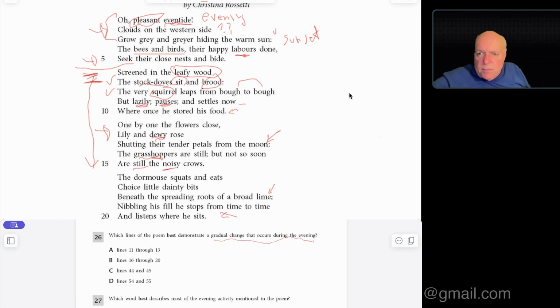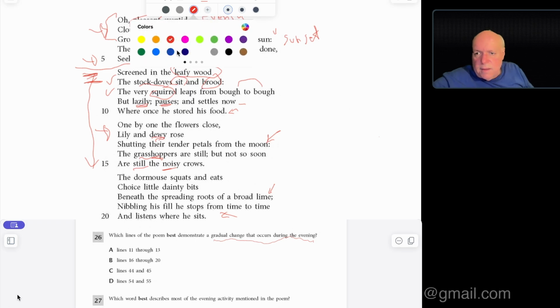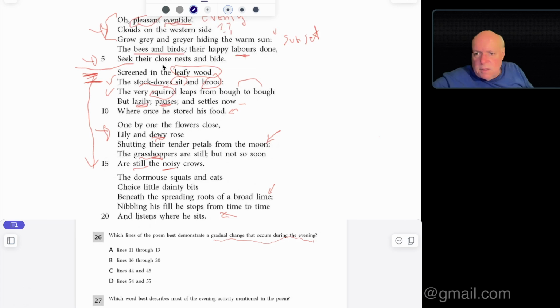So A says 11 through 13. Let me change the color of the pen so it's clear what I'm trying to highlight here. Let's go with purple. So it says 11 through 13. This deals with one by one the flowers closing. So it's almost like as time is going, the flowers are closing up. Lily and dewy rose shutting their tender petals from the moon.